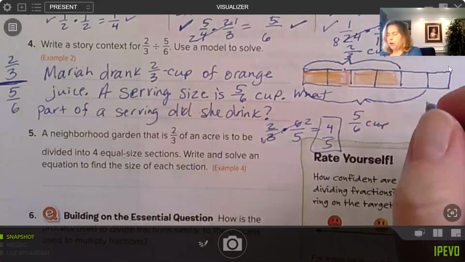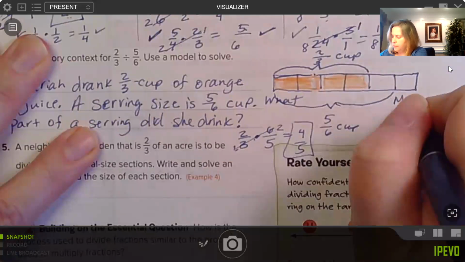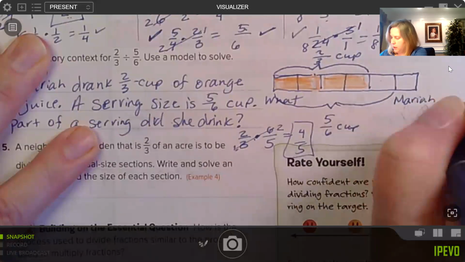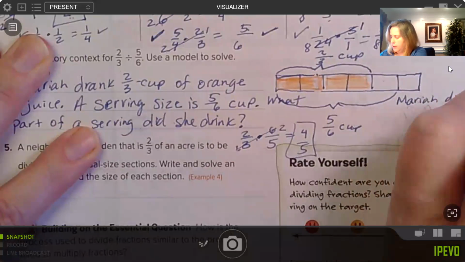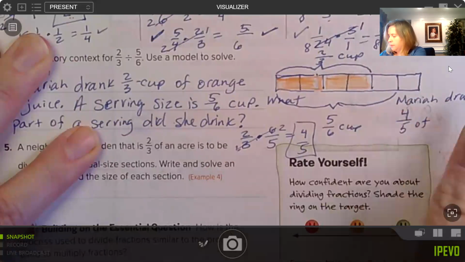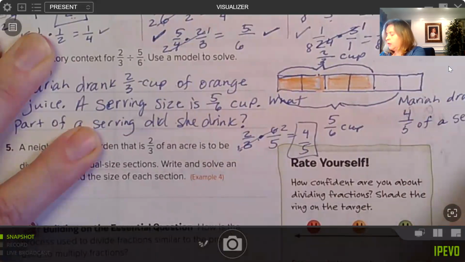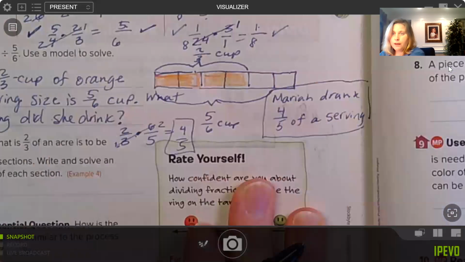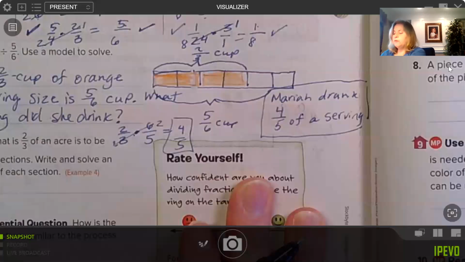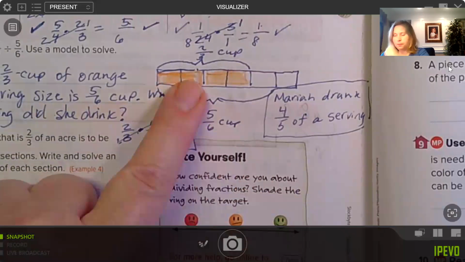And I'm going to write that over here. Mariah drank 4/5 of a serving. That's a complex problem. But basically she had a little bit less than 1 serving. So Mariah drank 4/5 of a serving of orange juice. The full serving size was 5/6 of a cup. She drank 2/3 of a cup.